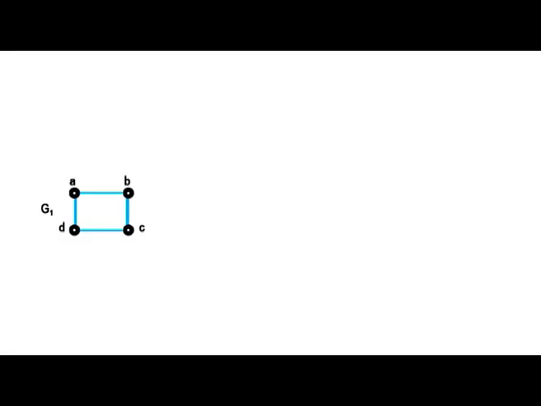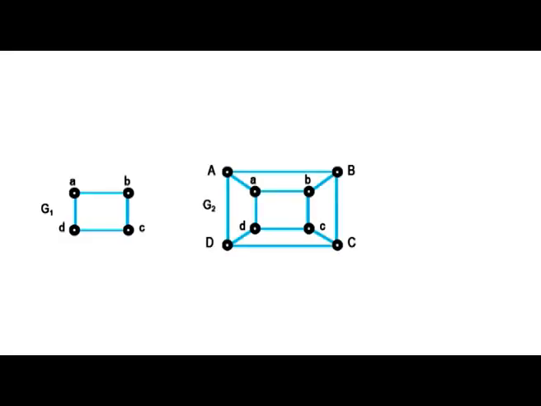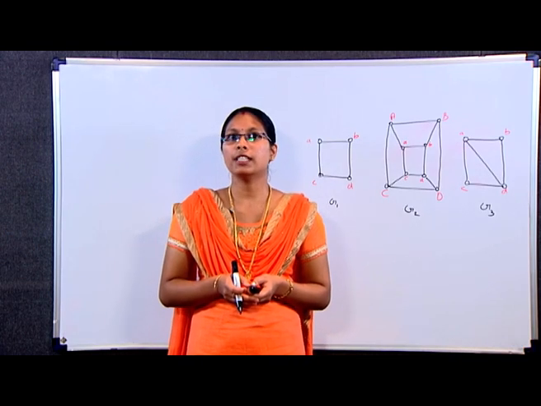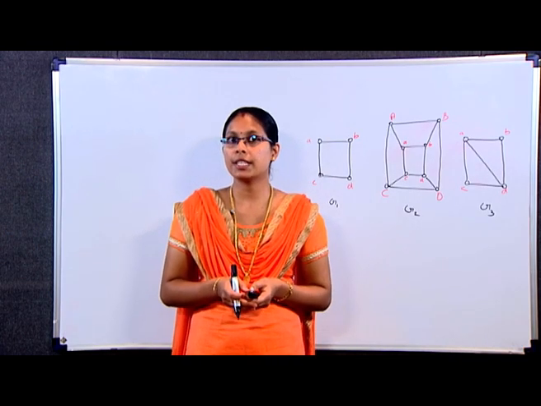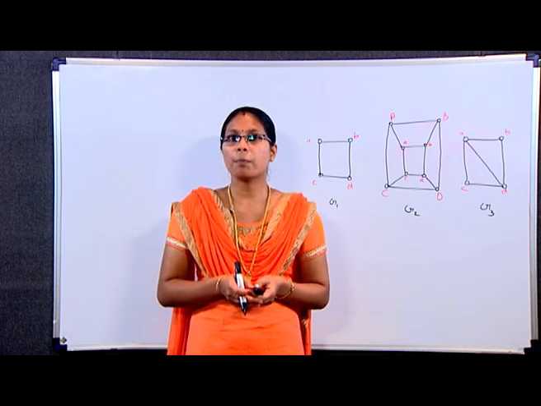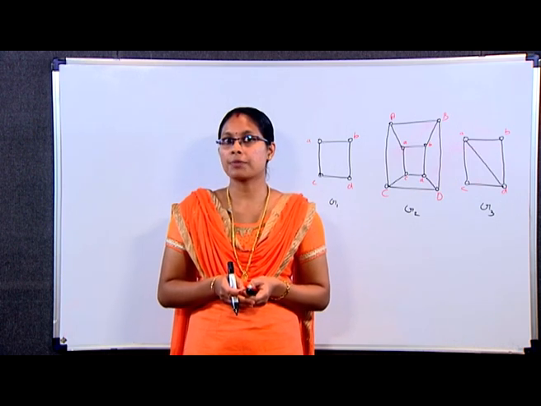Here G1 is a subgraph of G2 and G1 is a subgraph of G3, but G3 is not a subgraph of G2. From the definition we get every graph is a subgraph of itself. Then next are proper subgraphs and spanning subgraphs.